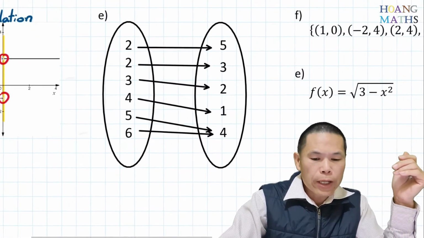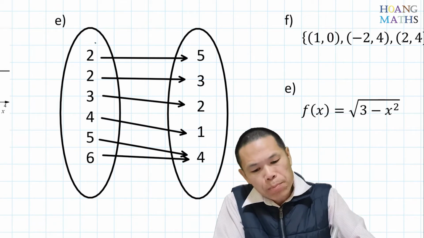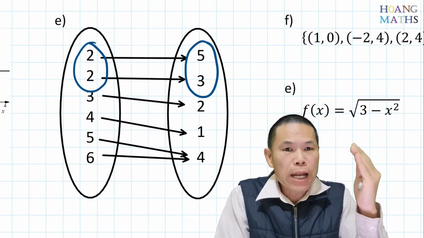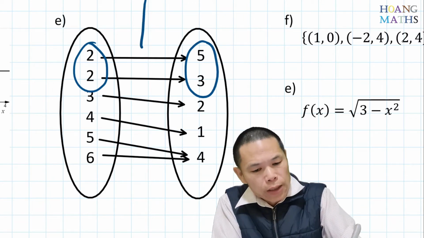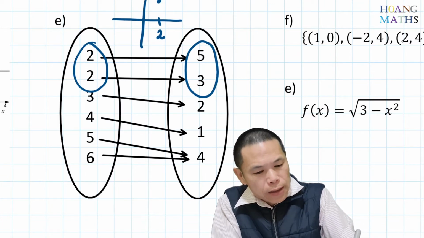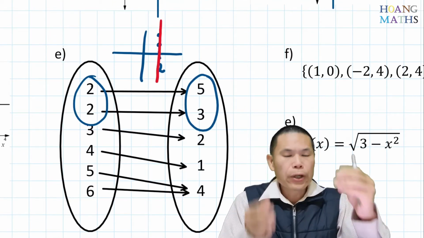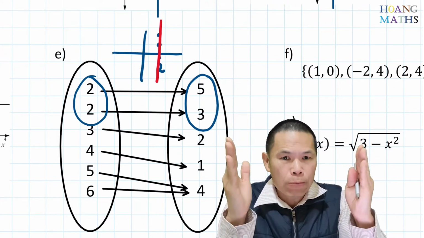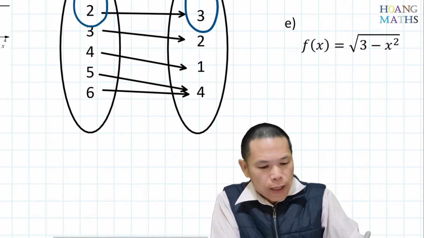Next one. This one here, part E. You can see we have one input and multiple outputs. That means it's not a function, it's a relation, because it doesn't pass the vertical line test. If you like, we can plot that in so you can confirm. When x is equal to 2, y is equal to 5, and then 3. If you draw a vertical line down, it cuts both points. So one input, multiple outputs. Therefore, it's not a function. It's a relation. Let me just write this down.